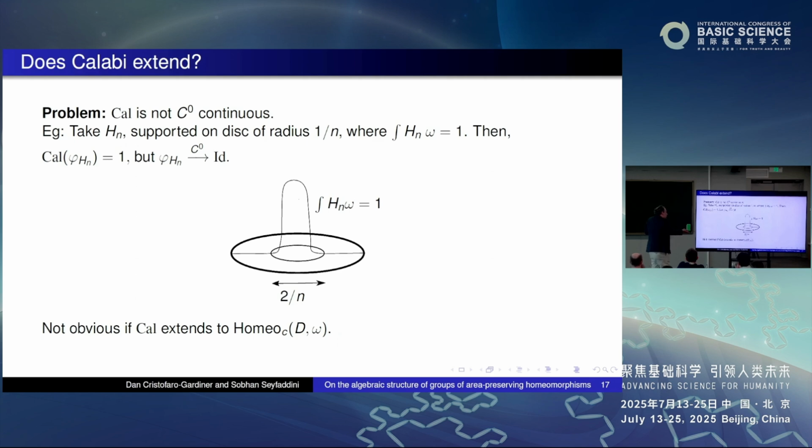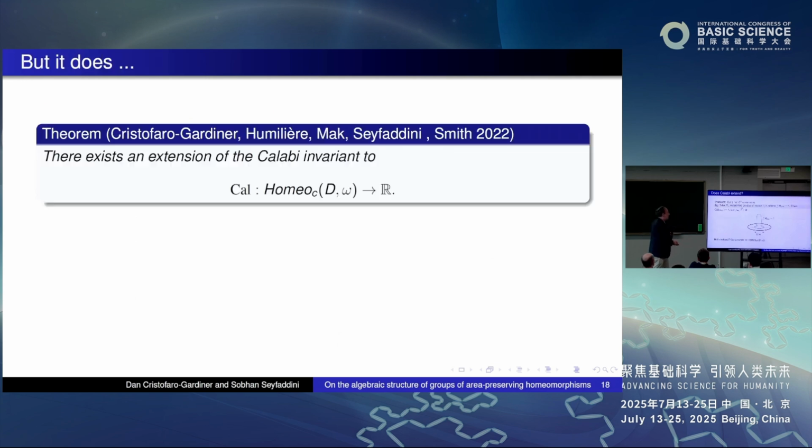Okay, so given that it's not C0 continuous, this naive idea of just trying to extend it in some topological way just does not work. Nevertheless, we were later able to show that it does extend to the full group. And then later, in the final part of the talk, Sobhan will talk about some kind of universal extensions. We want to explain a little bit how this works, and Floer theory plays a key role in our arguments.